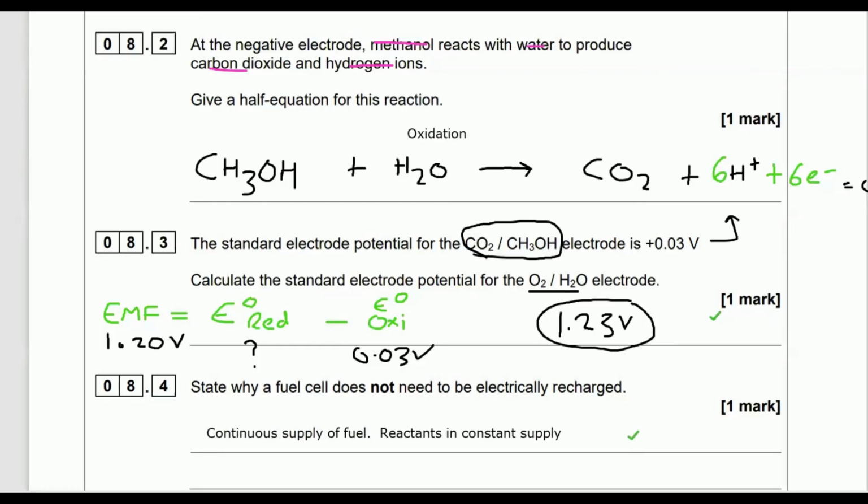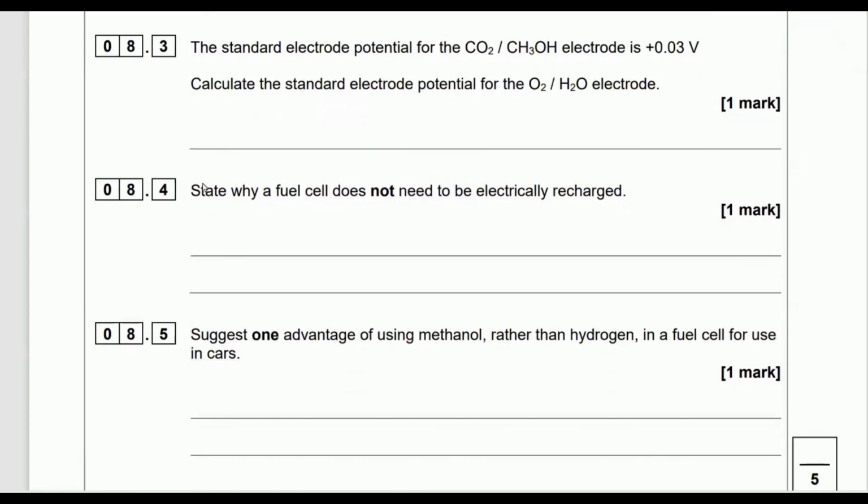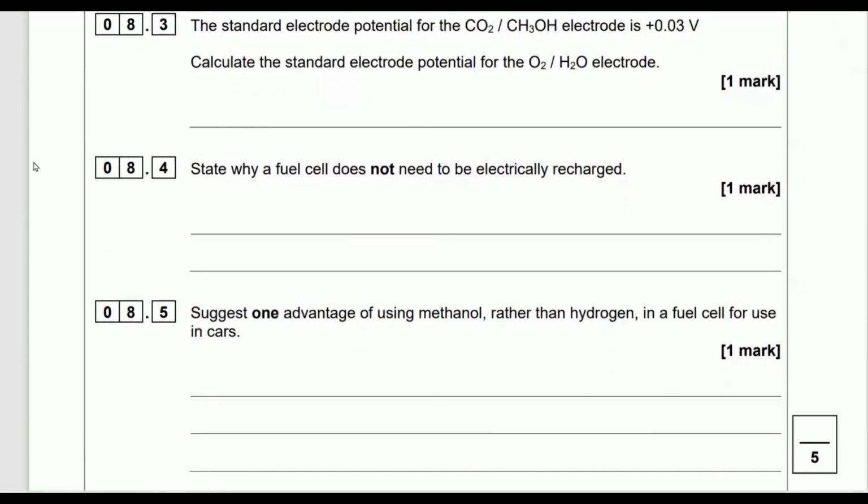All right, I'm going to wipe this all out, so get down any notes you need. And we're going to go to the last part of the question. It's just a nice, easy one marker. So 8.5: suggest one advantage of using methanol rather than hydrogen in a fuel cell for use in cars. Well, you might be baffled here, but it's a suggest. What do you know is a difference between hydrogen and methanol at room temperature and pressure? You should know methanol is a liquid.